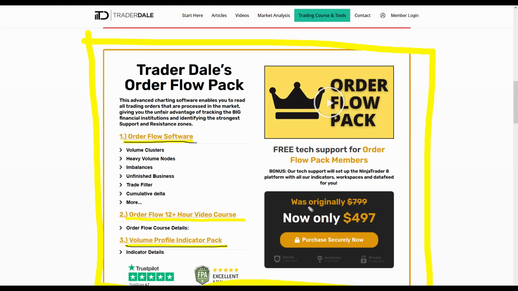The way I do it is that I open up a chart and look for significant zones in the chart with the volume profile indicator, and then around those significant zones, significant support and resistance zones, I trade with the order flow software. And this is one of the things that I'll teach you in this order flow course.